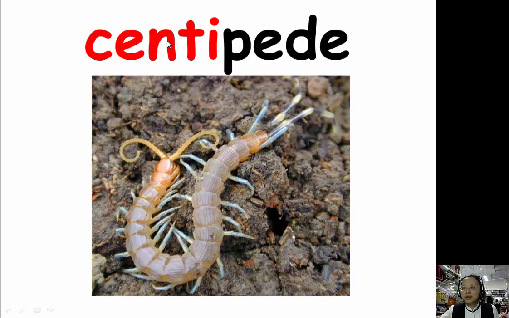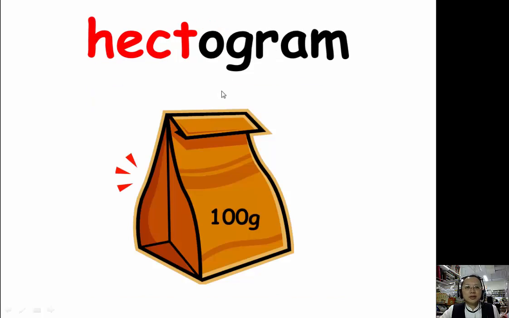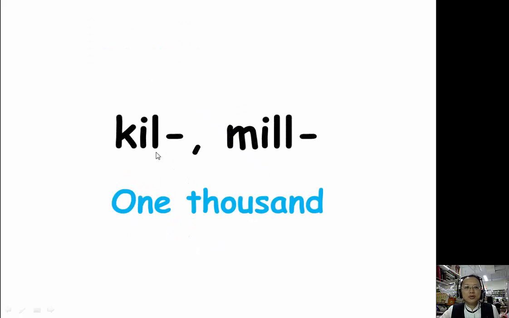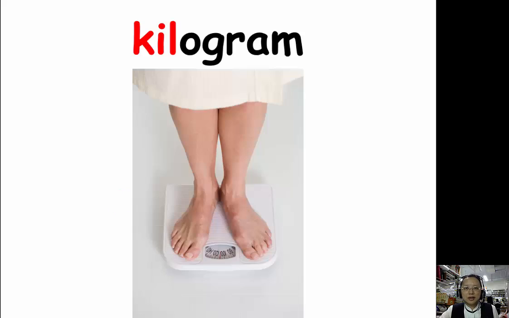However, no centipede has exactly 100 legs. Usually, the smallest one has 30 foot, and the longest centipede has 354 foot. Another example, hectogram. Hectogram is 100 grams. To express 1,000, we use kil, or mill, to express 1,000. Let's see example, kilogram. Kilogram means 1,000 grams.